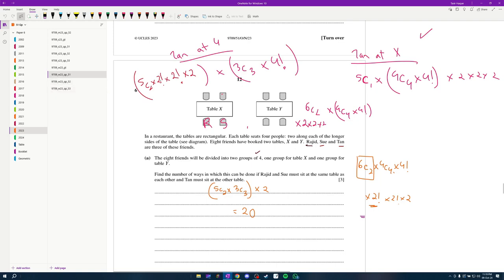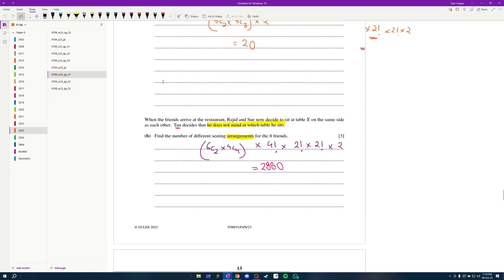That's the general idea. Next, when the friends arrive at the restaurant, Rajid and Sue now decide to sit at table X on the same side as each other. Tan decides that he does not mind at which table he sits. Find the number of different seating arrangements for the 8 friends. Fine.